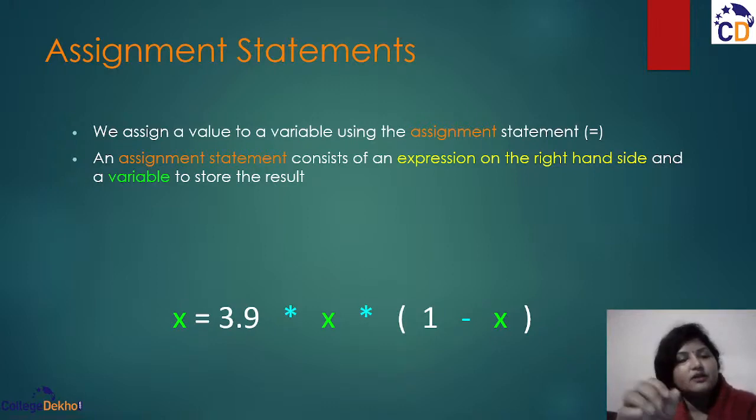Suppose it is given x equal to 2. So 2 is assigned to x. And if we have an expression part like 3.9 into x into, then again the blue color is representing the operators and the green color is representing the variables. And again the 3.9 or 1, they are representing the constants. So this is how we use variables, constants, and operators.